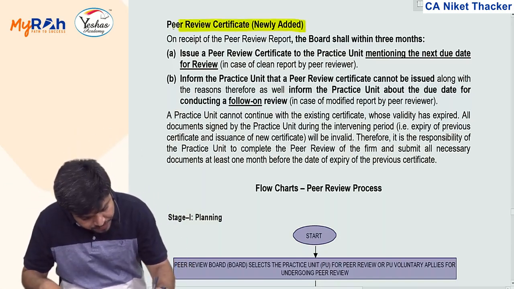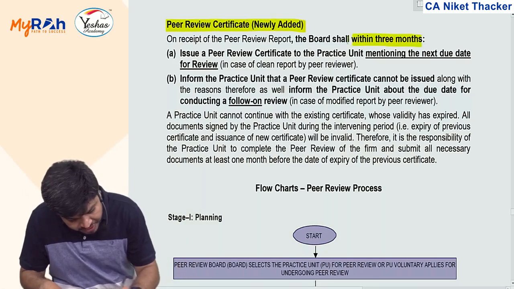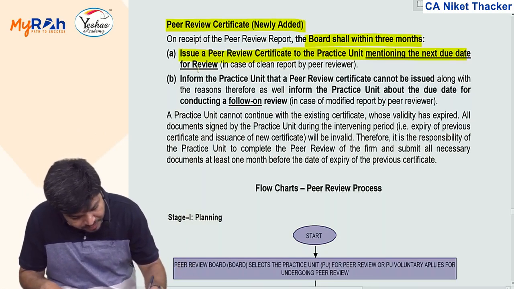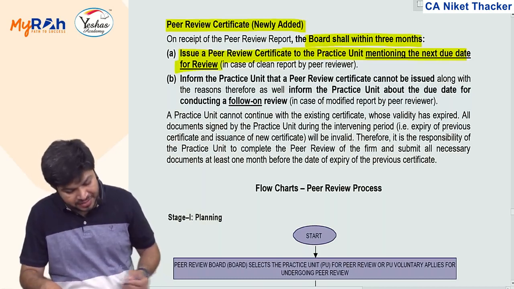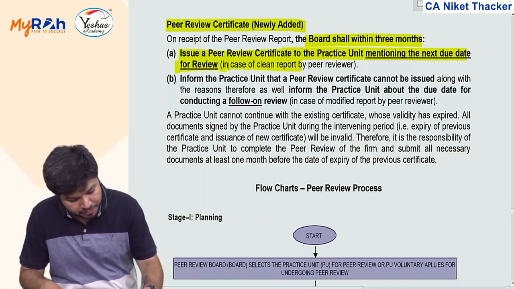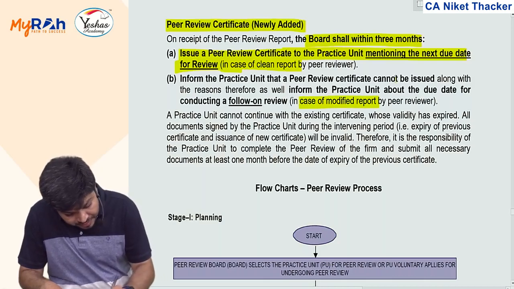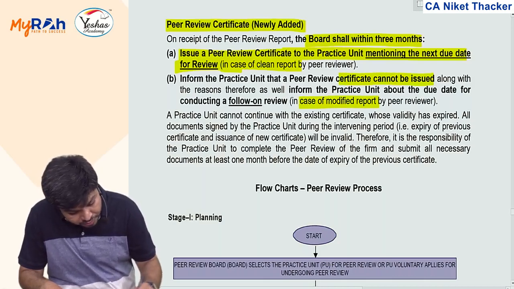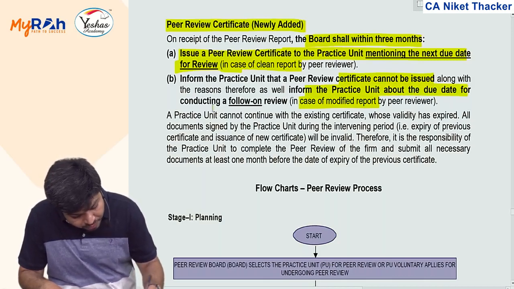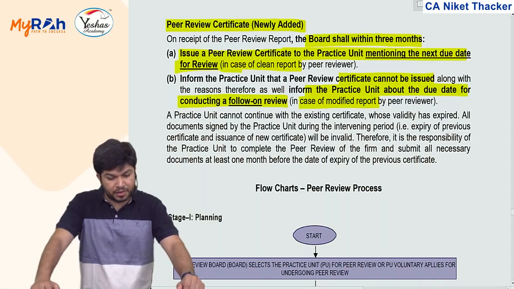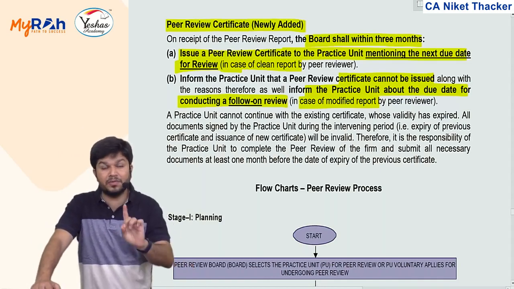Peer review certificate. The board shall within 3 months issue a peer review certificate to the PU mentioning the next due date. This is in case of a clean report. If it's a modified report, the certificate cannot be issued and they will inform the PU about the due date for follow-on review. When the follow-on review will come, that date, they will not give a certificate now.